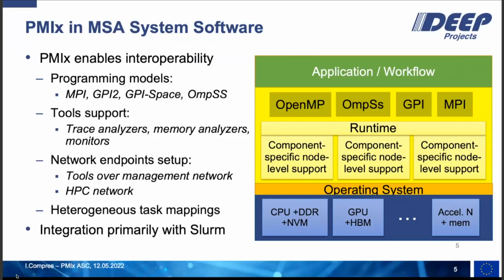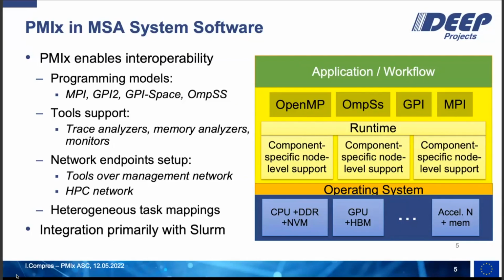So this is really the role of PMIx. It's very important for us to support different programming models. As you may have seen, sometimes we focus too much on MPI. So in this case, it helps to verify that the interfaces also work well with other programming models. As I mentioned here, we do have OMPSS, GPI space, and GPI2.